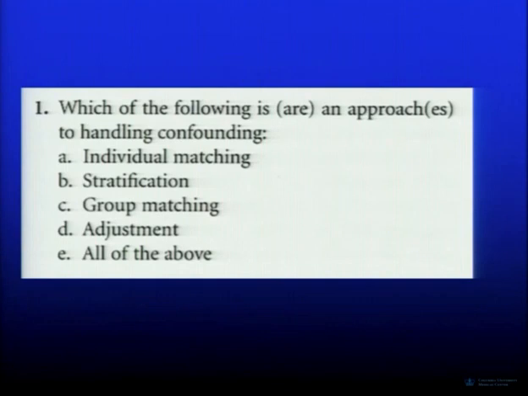So here are some questions. Which of the following is or are an approach or approaches to handle confounding? E, all of the above. Which can you do in the design phase? A and C. And then the ones in the analysis phase are the stratified analysis or statistical adjustment, or B and D.